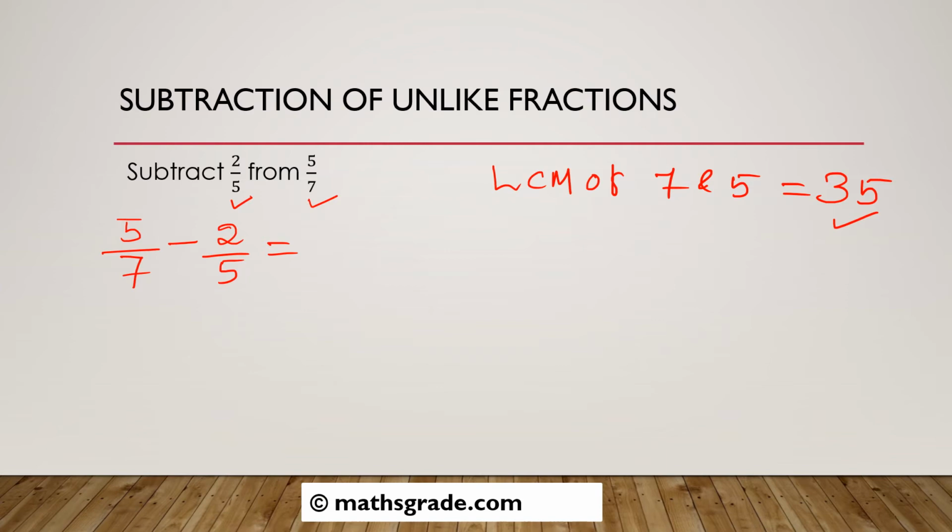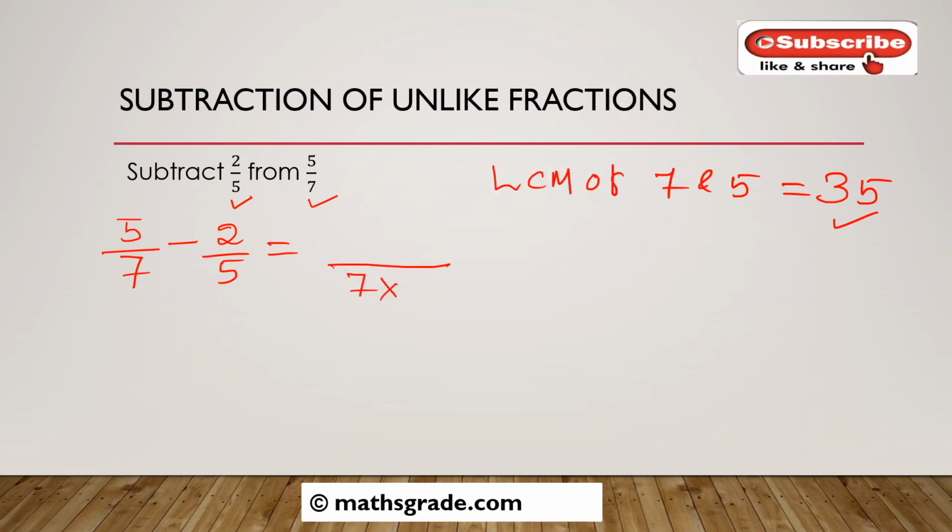Now we have to convert these fractions into equivalent fractions. Here, in the table of 7, which number do we multiply 7 by to get 35, which is equal to the LCM? We know 7 multiplied by 5 is 35. So we have to multiply the same number 5 in the numerator also. Multiplying the numerator, 5 multiplied by 5 divided by 7 multiplied by 5. This is the equivalent fraction of 5 divided by 7.